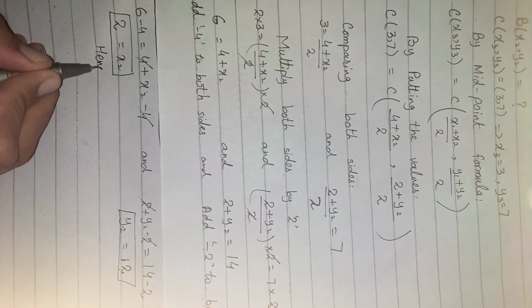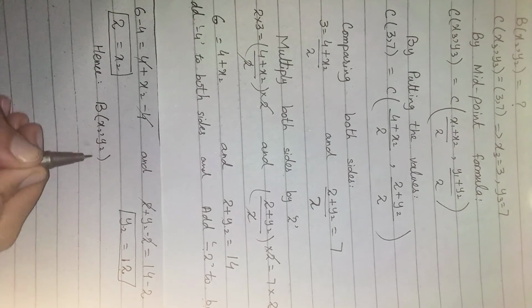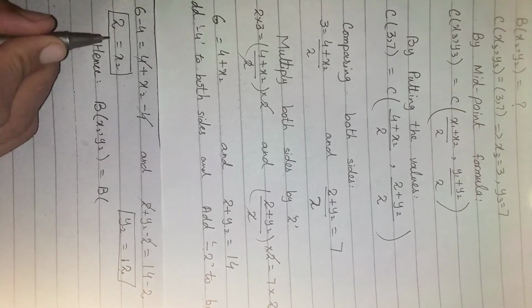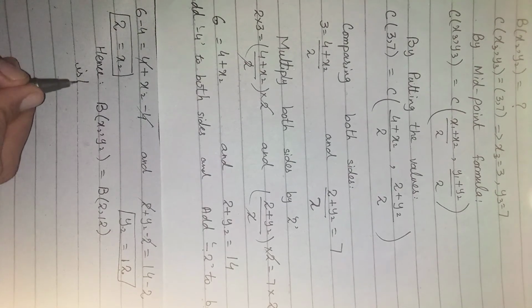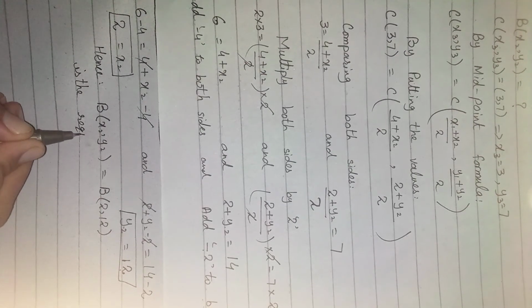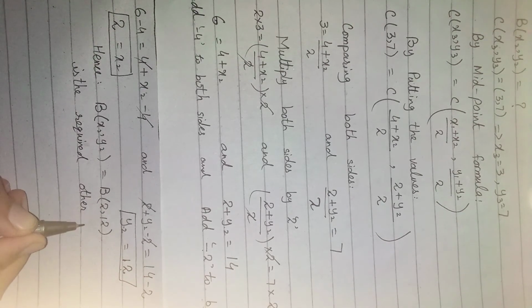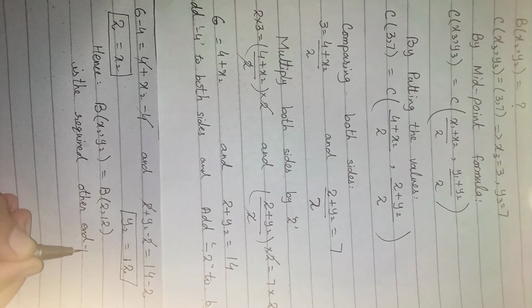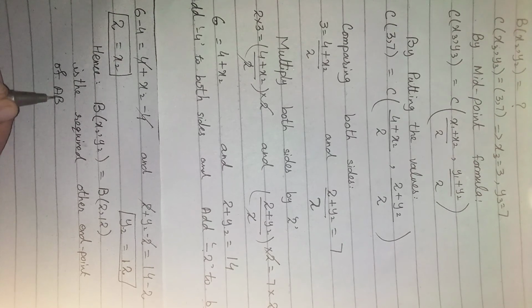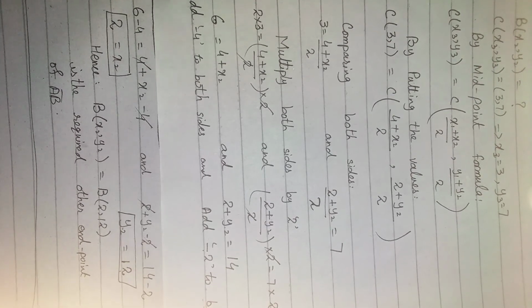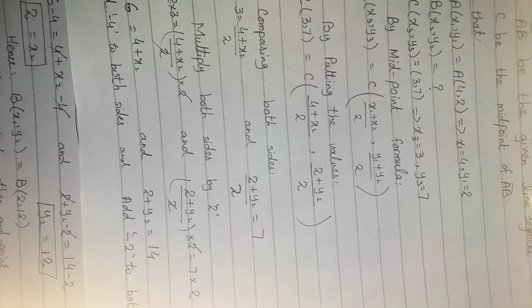Hence, B (x2, y2) is equal to B (2, 12), which is the required other endpoint of the line segment AB. So we have found the other endpoint of line segment AB when the first endpoint and midpoint were given to us. Thank you so much.